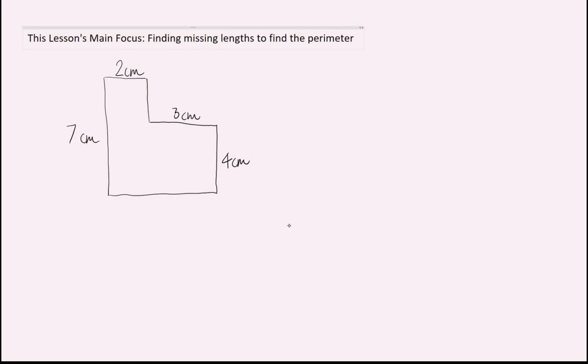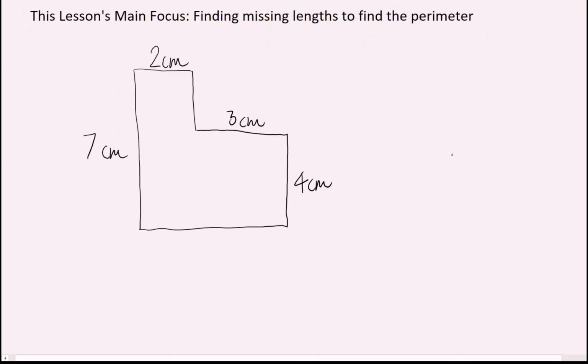Main focus is slightly harder questions where you've got to work out some missing lengths in order to find out the perimeter. So for example, in this question, I don't know what this length here is. Okay, and also I don't know this length at the bottom. So to work out the perimeter, you have to add all these lengths together. The way to go around this is just work out what these lengths are.